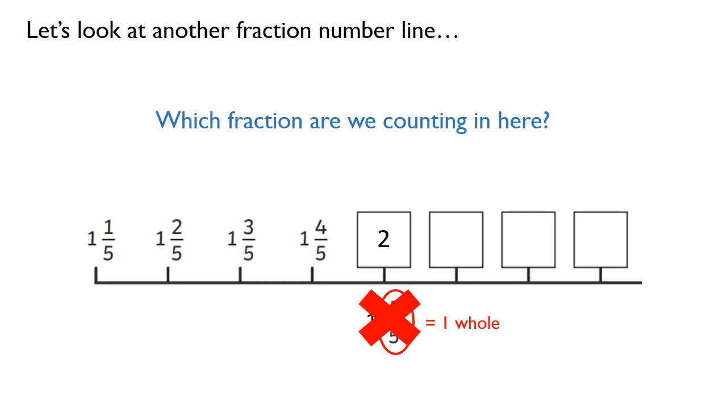And then we would go 2 and 1/5, 2 and 2/5, 2 and 3/5, and so on, 2 and 4/5, 2 and not 5/5, we would actually add another one and it would become 3.